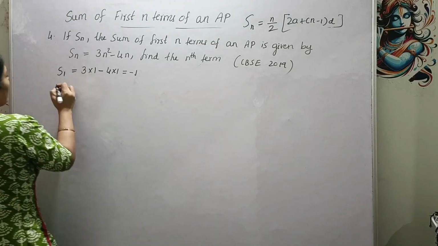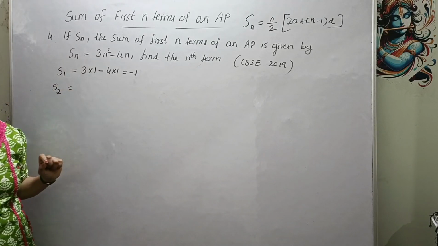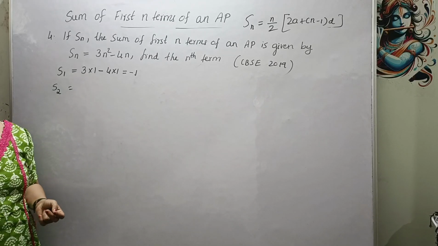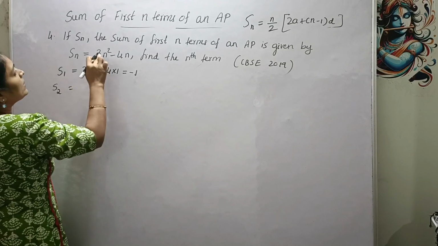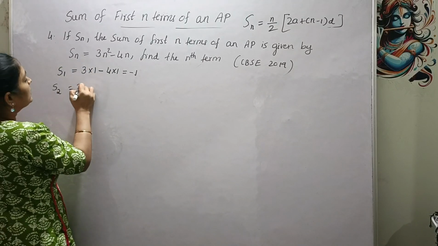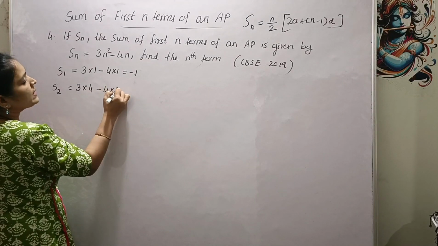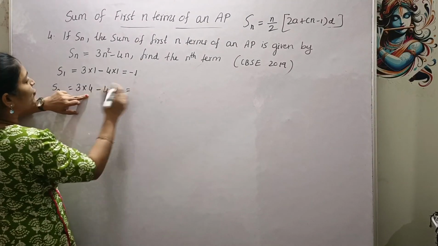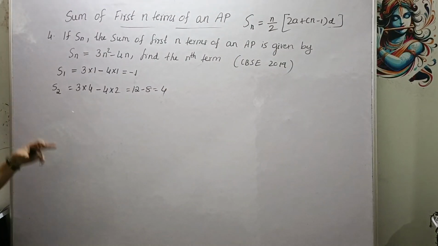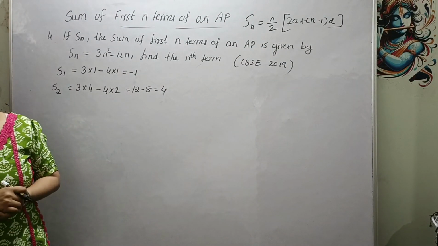Then, after that, let's find S2. What is S2? Sum of the first two terms. We will get it by substituting n is equal to 2. Right? 3 into 2 square is 4, minus 4 into 2, that is 3 into 4, 12 minus 8, that is equal to 4. Okay. So, here we have got the first term and the sum of the first two terms.